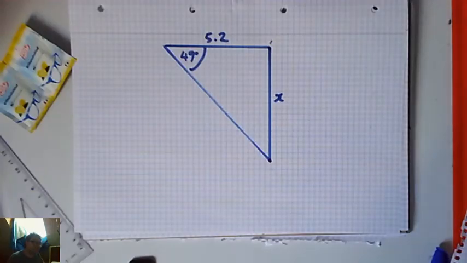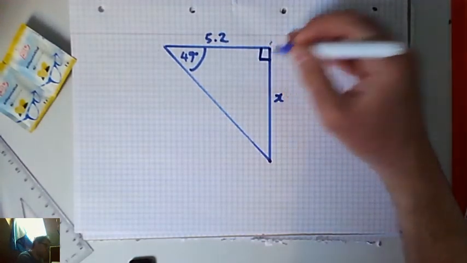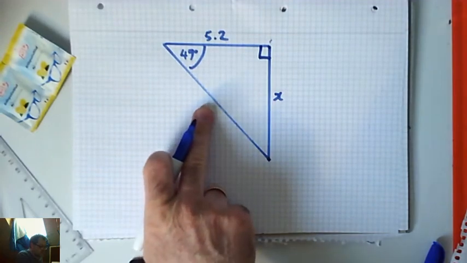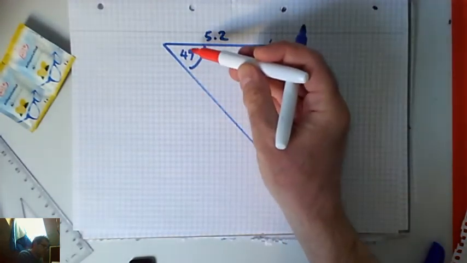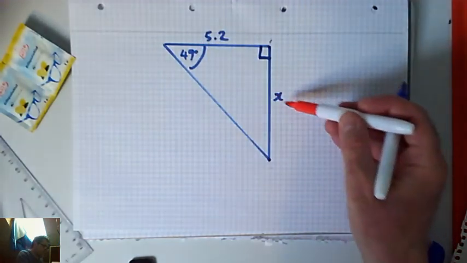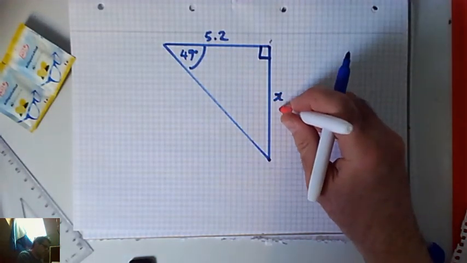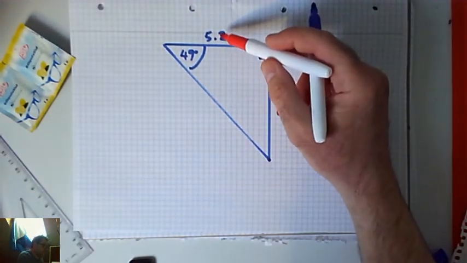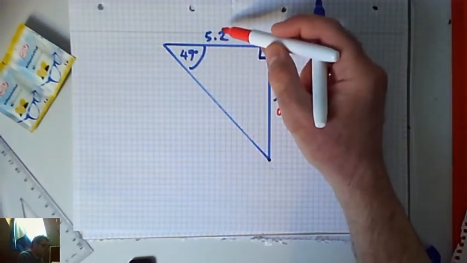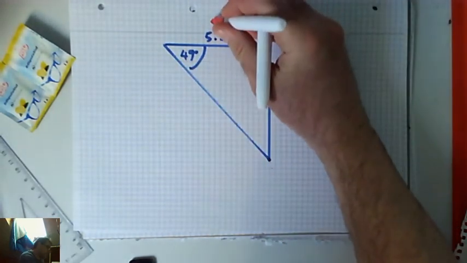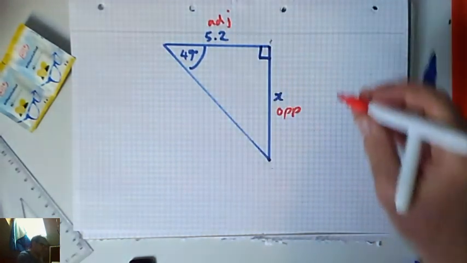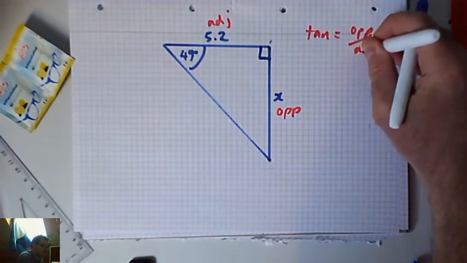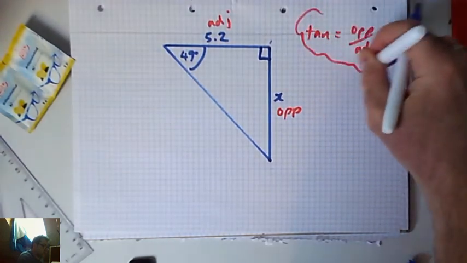Okay, the last one. So here's the very rough, not to scale sketch of it. The right angle's up there, which makes that the hypotenuse. And we're not using the hypotenuse in this one. The 49-degree angle has x across from it, so x is the opposite. And the 5.2 is next to the 49-degree angle, but it's not the hypotenuse, so it must be the adjacent. So we're going to use tan, which is opposite over adjacent.